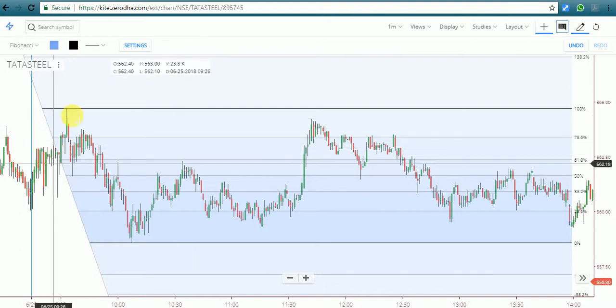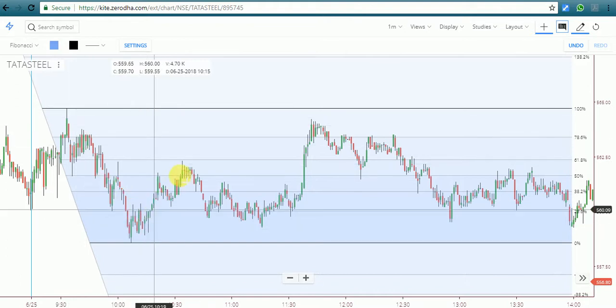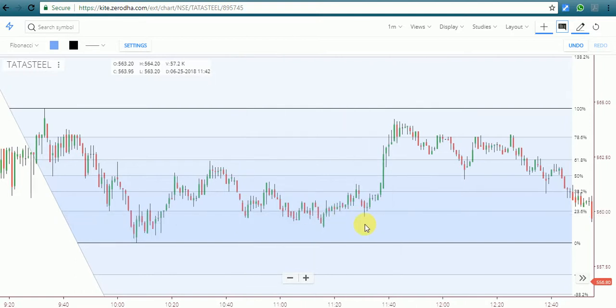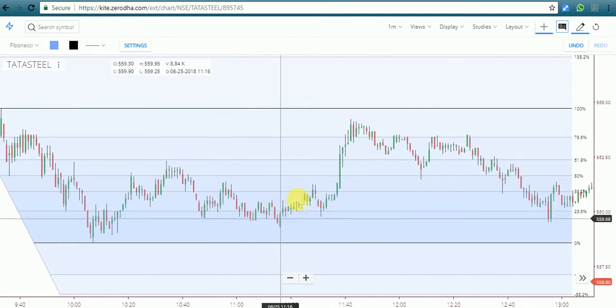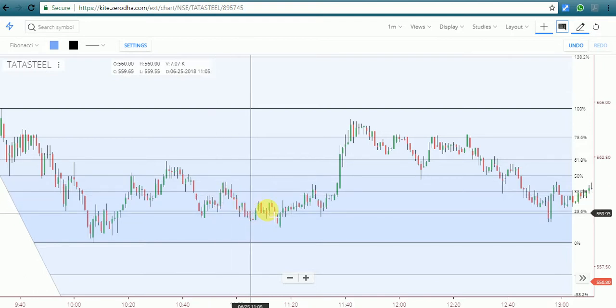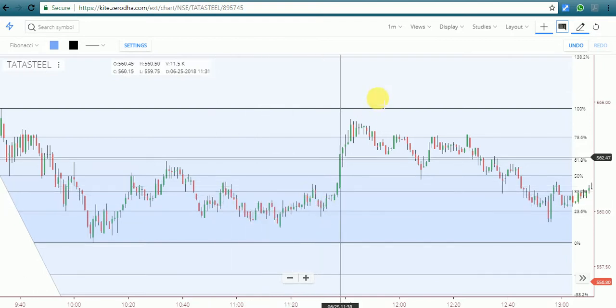So here if you see, now you can see it properly. In 3 minute, 5 minute it was quite difficult. But here it is kind of predictable. It sustained at this 23 to 38. It touched, fell, touched again, fell, and again spiked up.